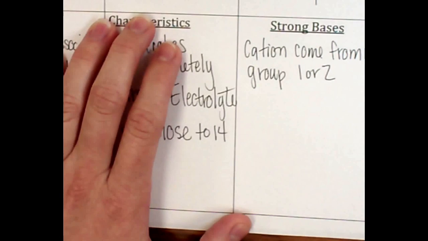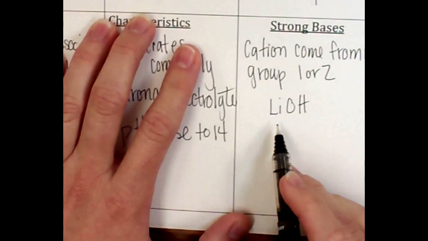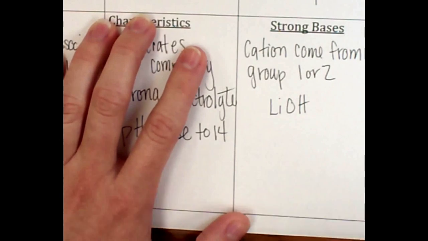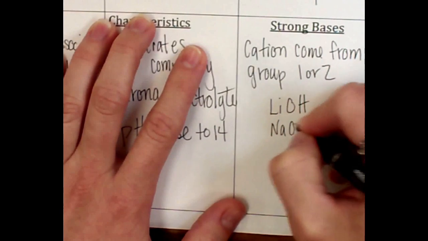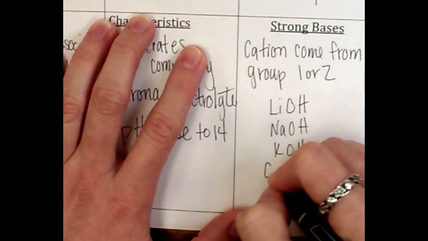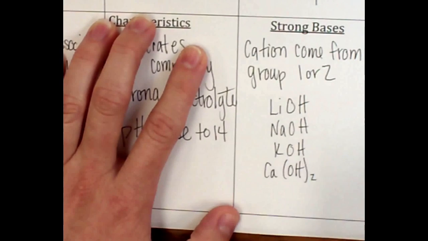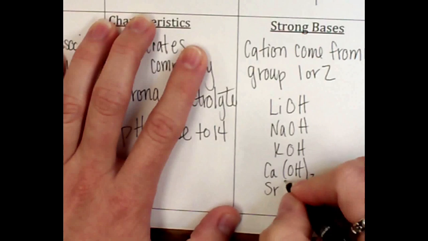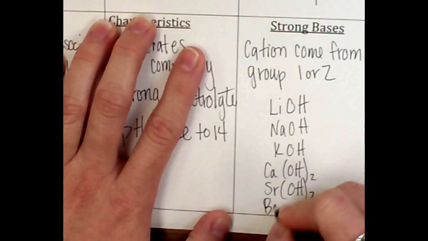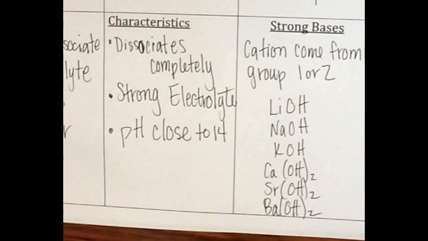Our first one is LiOH. Li is in group 1, so that makes it a strong base. Then I've got NaOH, another from group 1. KOH, still going down. Ca(OH)2, that one's in group 2, so we're also good. Then Sr(OH)2, and Ba(OH)2. As long as it's from group 1 or 2.